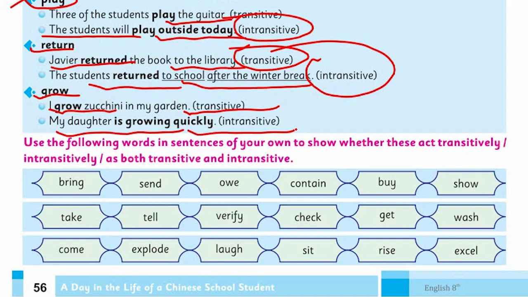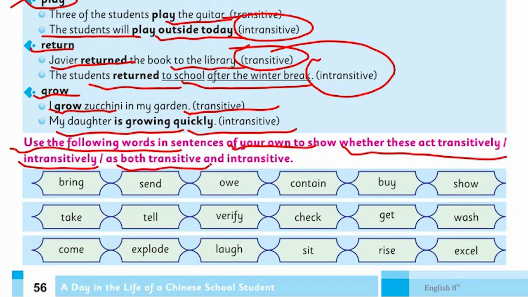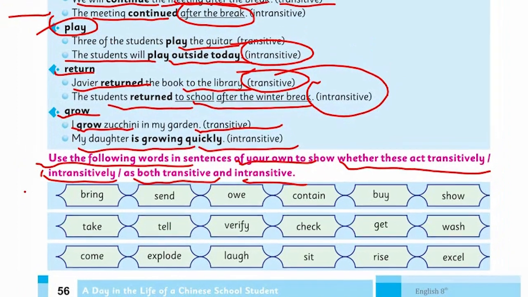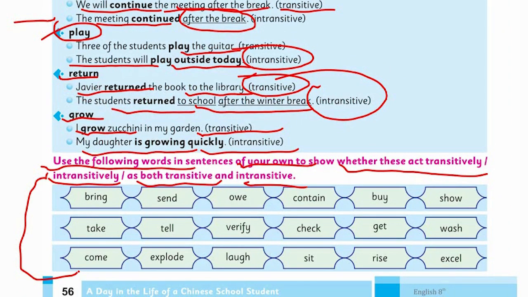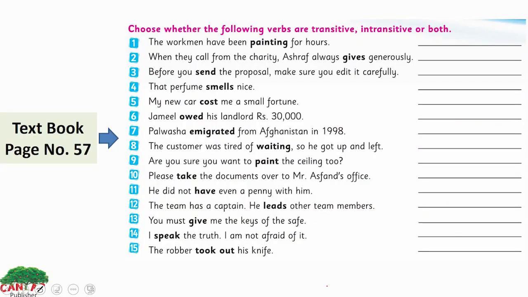So you have to do the exercise here. Use the following words in sentences of your own to show whether they act transitively, intransitively, or as both transitive and intransitive. Now this is your task. You have to tell whether each verb here is transitive, intransitive or both. Bring, send, offer, contain, buy, show, take, tell, verify, check, get, wash, come, left, sit, rise and excel. This is your another task.